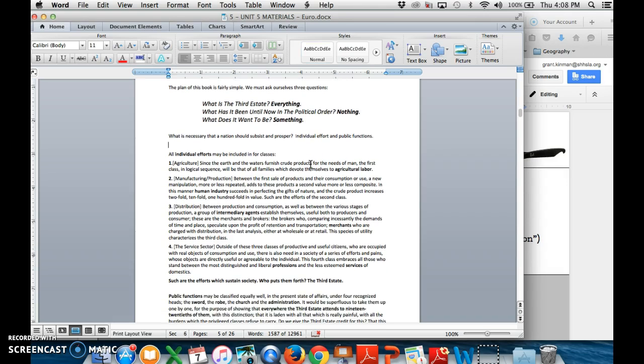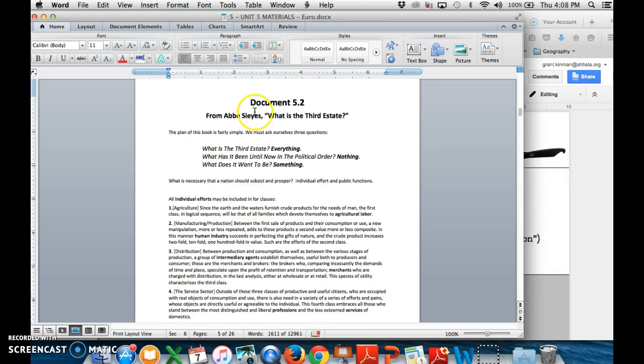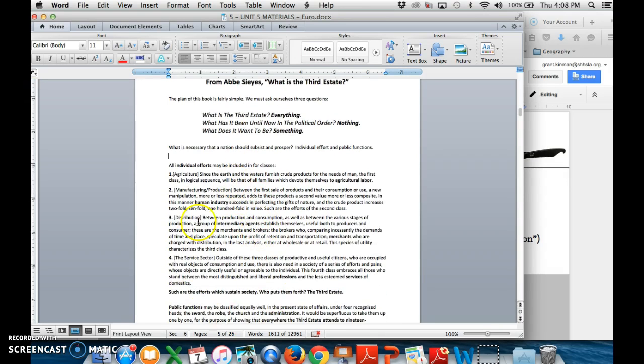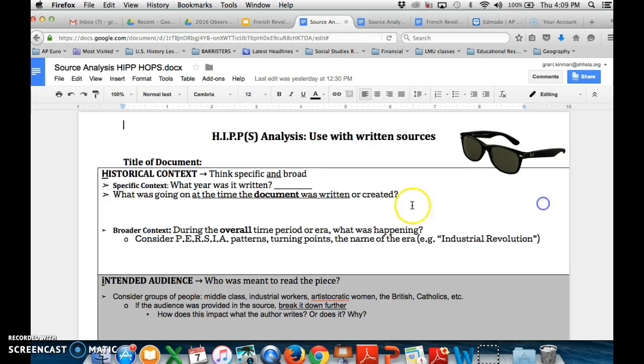And Sieyès is offering up an explanation of why they deserve political rights. And when you read through it, that's exactly what he's saying. He's saying the third estate participates in all areas of society, and they're necessary in society for production like agriculture and work. So why shouldn't they get political rights like everybody else? So that's his main point.